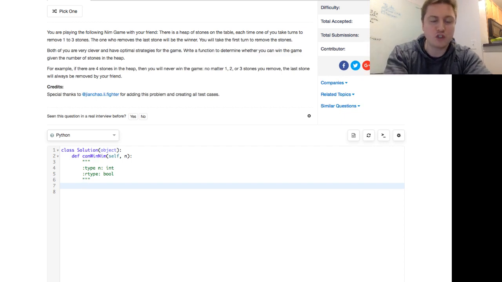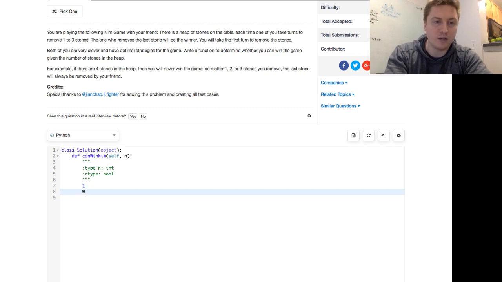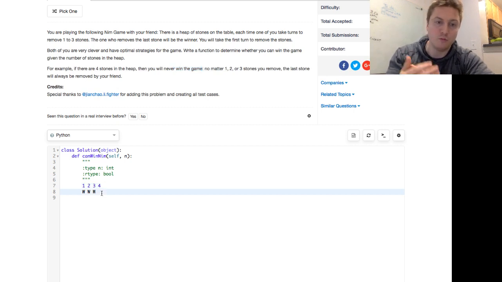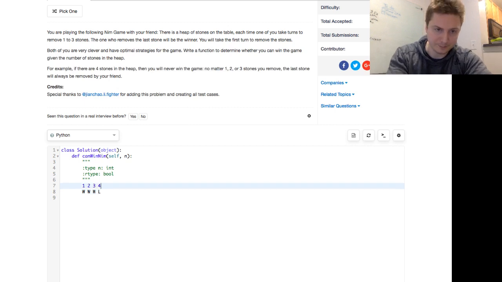If you start with one stone, that's a win automatically, right? Because I just remove the one stone, and then I win. Two stones is also a win, just remove the two. Three is also a win, I just remove the three. The four, as they mentioned here, you will never win the game. If I remove one stone, the friend will remove three. If I remove two stones, the friend will remove two. If I remove three stones, the friend will remove one and always win. So this is always a loss.